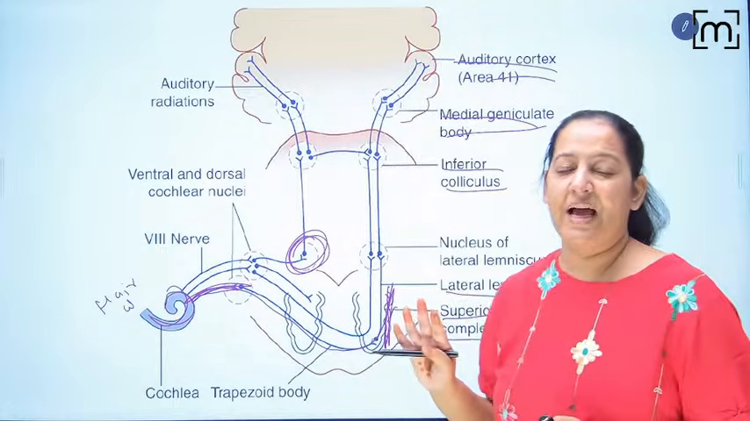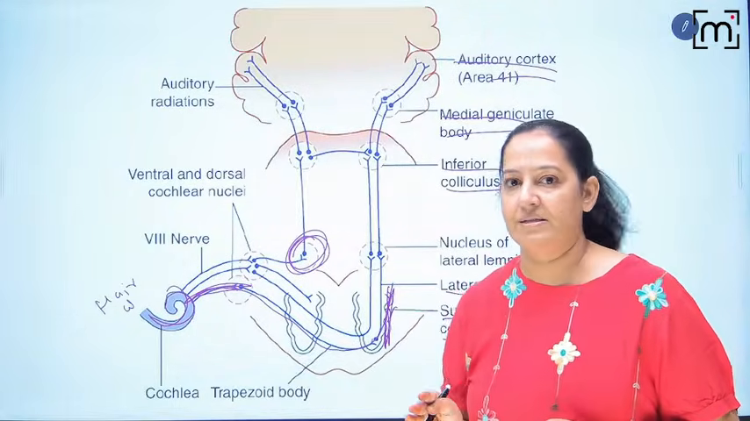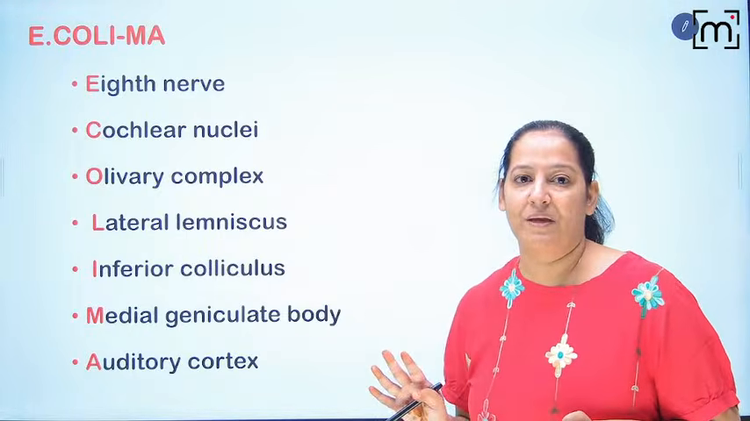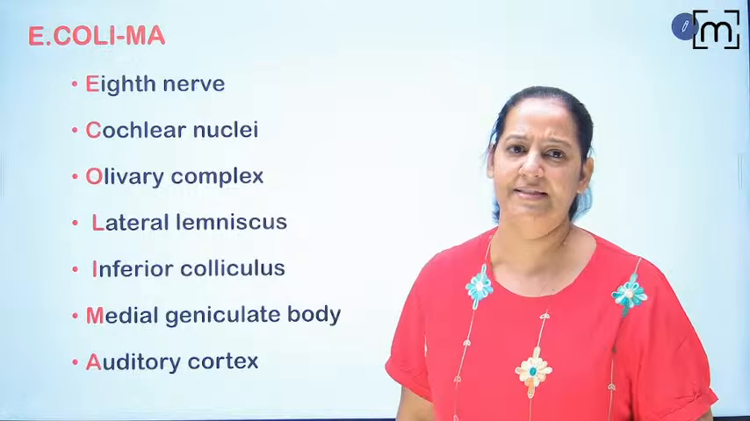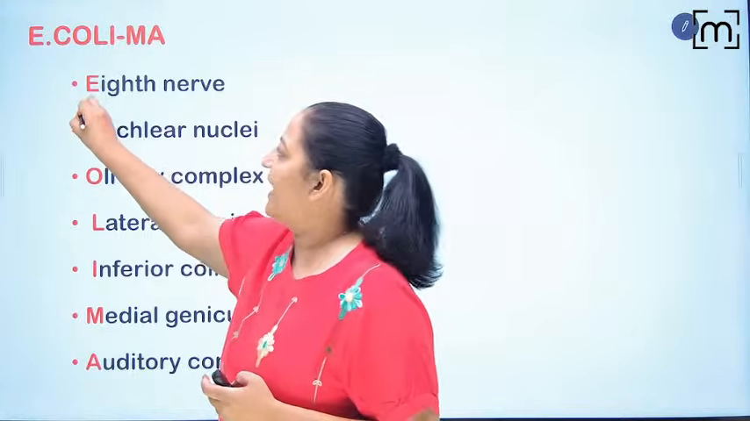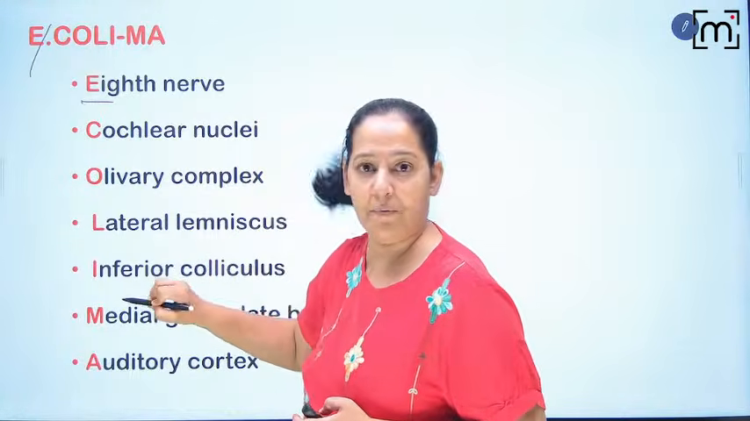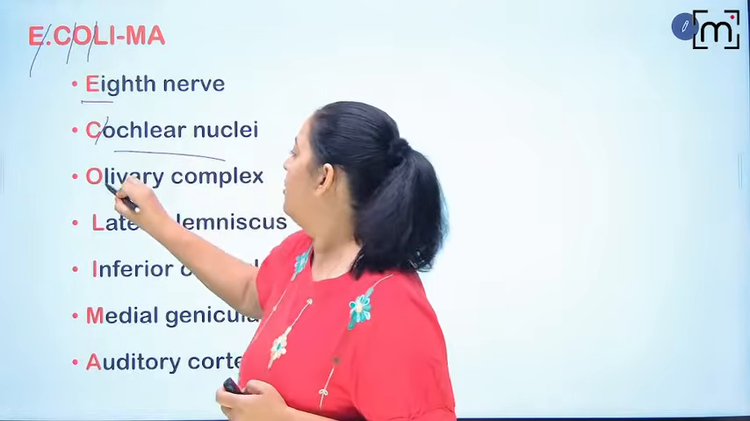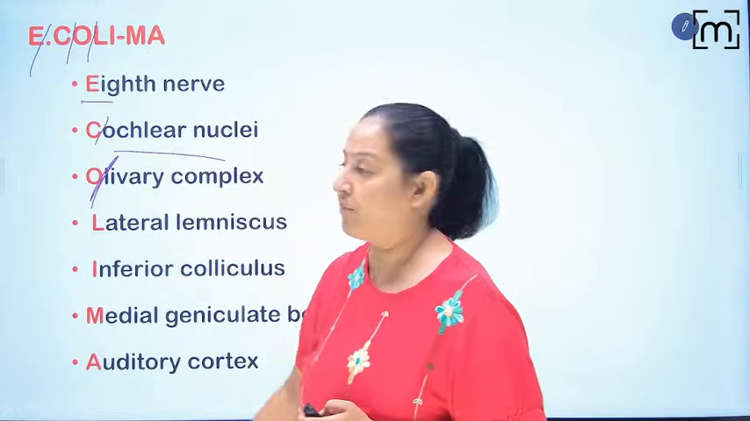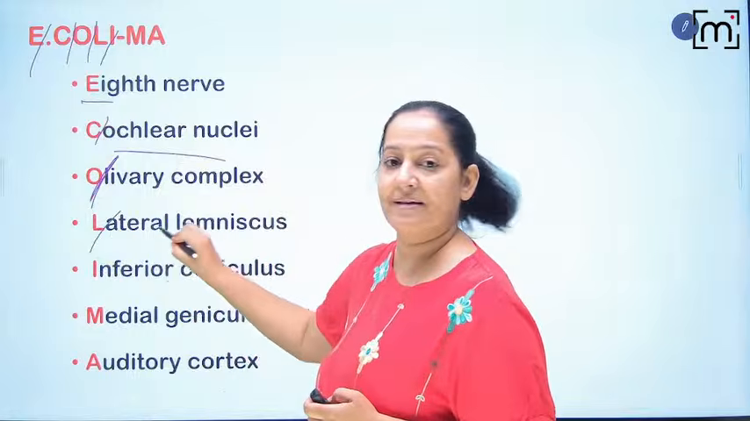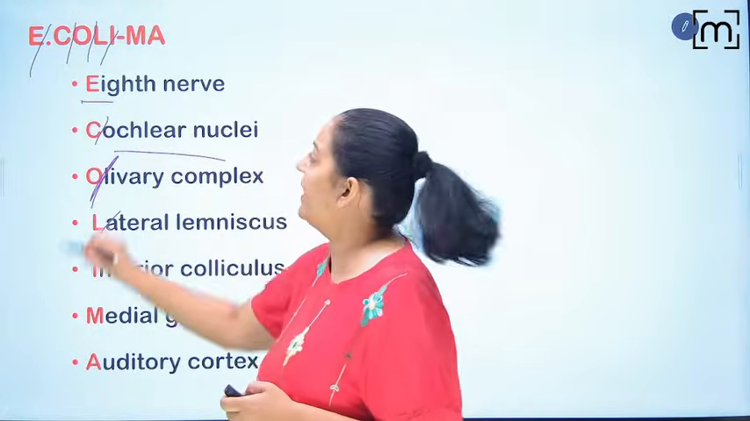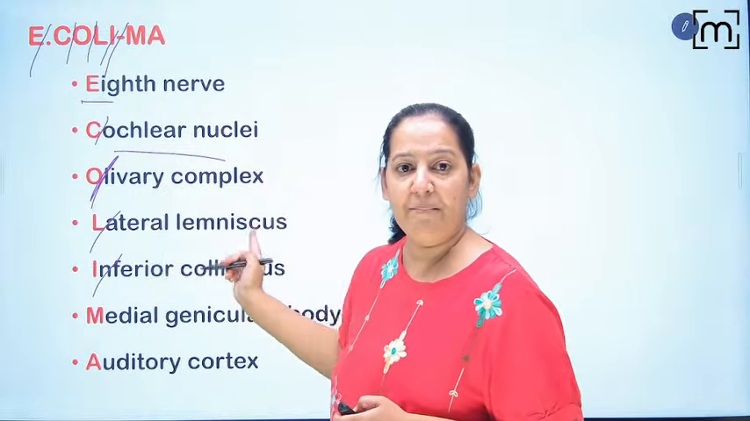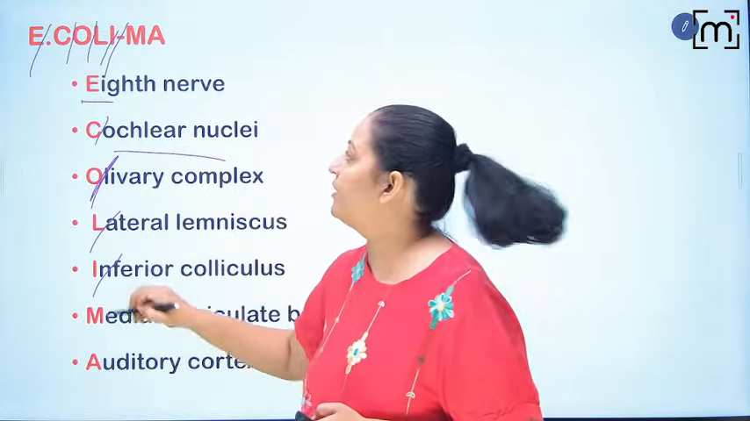You should be able to draw this. I guess you have read this in your anatomy in your first year. So this is the auditory pathway. The mnemonic is E colima. Very easy mnemonic to learn. E for eighth nerve. C for cochlear nucleus. O for olivary complex. L for lateral lemniscus. I is for inferior colliculus.